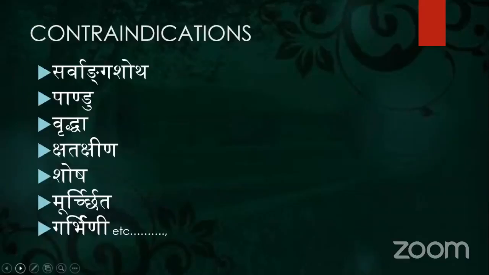Now we'll come to the contraindication part. That is who all are contraindicated for Jaloka Charana. Who is suffering from Sarva Angashodha, that is a type of edema, full body edema. Pandu, anemic patients. Vriddha, who is old aged. Shatakshina, who is very much weak. And Shosha, who is emaciated. Murchita, who is having giddiness or tired. And Garbhini, who is pregnant.